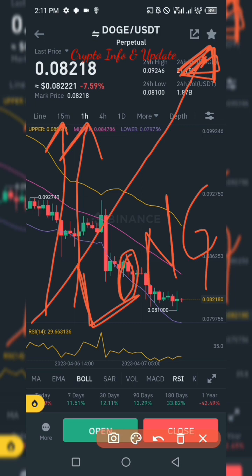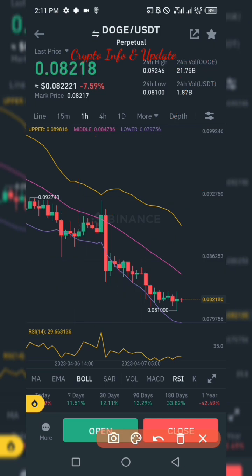You look at the RSI value. Now take note of the RSI value of Doge. Look at it here. Let me show you. Look at the left hand side. Just follow the arrow. You see? So the RSI value of Doge in this case now is 29.8. Let's just say 29.8.